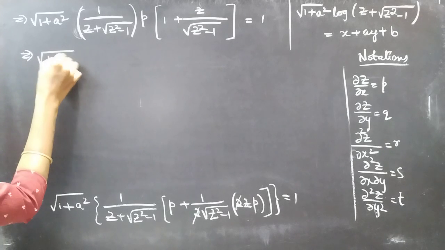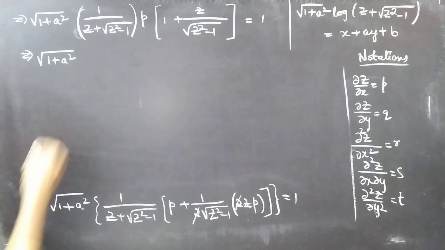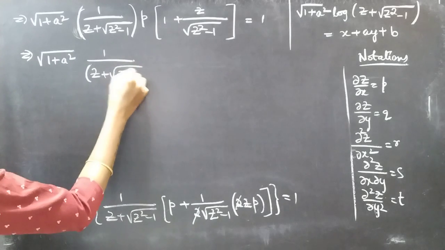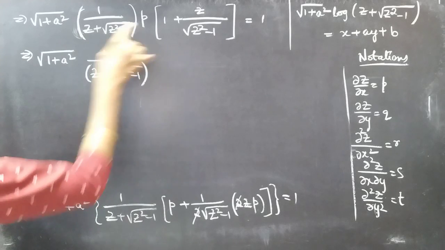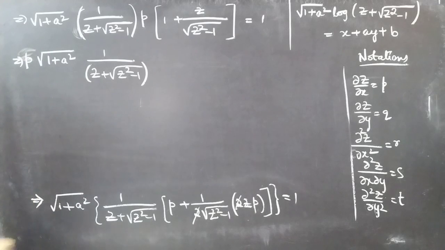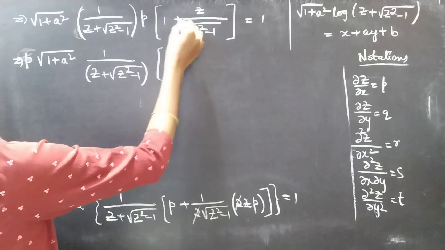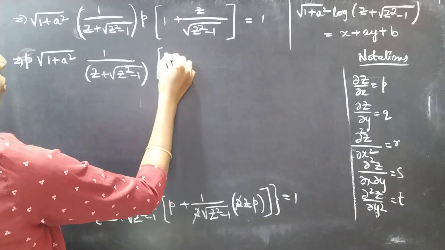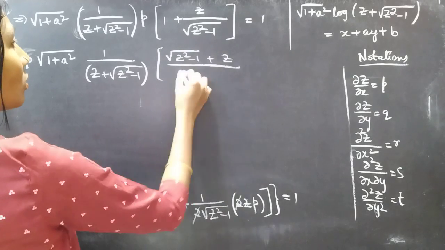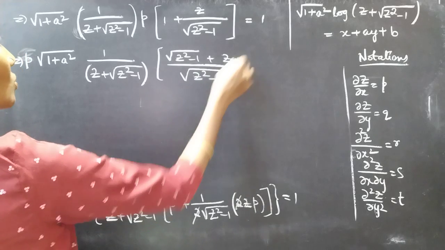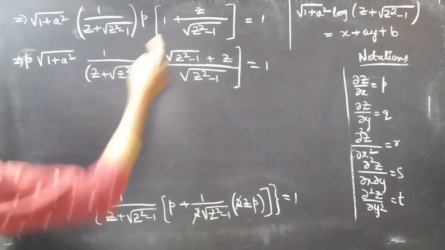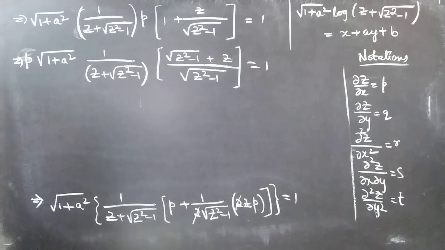You can write this as square root of 1 plus a square into 1 by z plus square root of z square minus 1 into, take this p here, we'll just bring this here, into, now simplify 1 plus z by square root of z square minus 1, you'll get square root of z square minus 1 plus z by square root of z square minus 1. Take the LCM of 1 plus z by square root of z square minus 1.